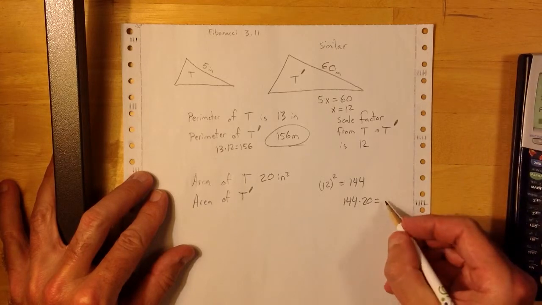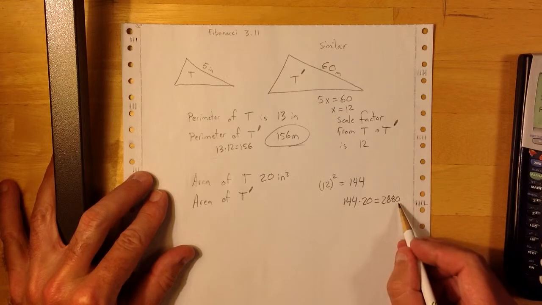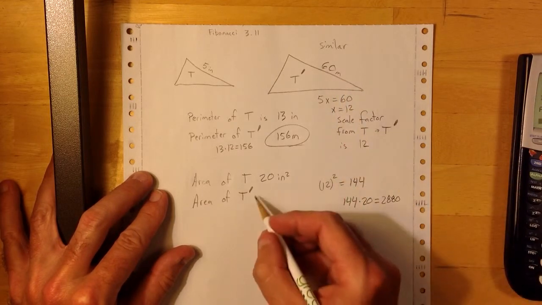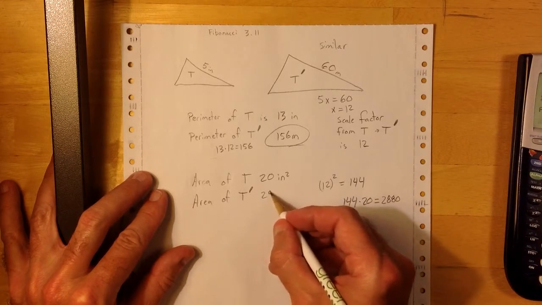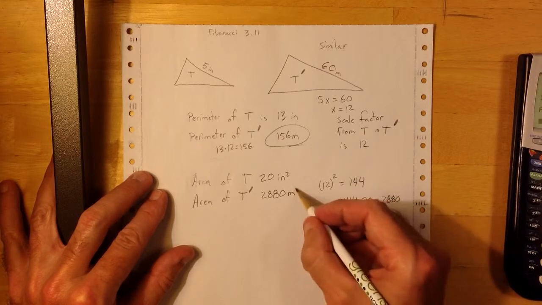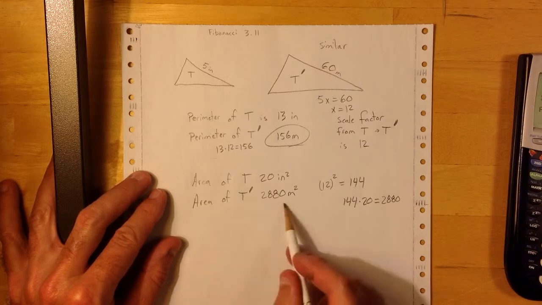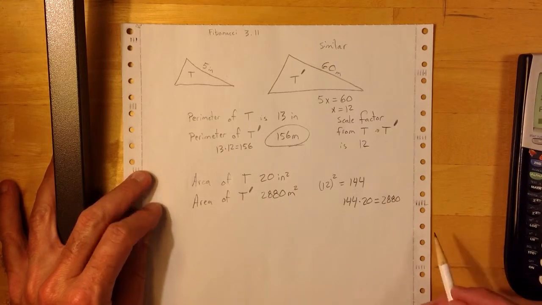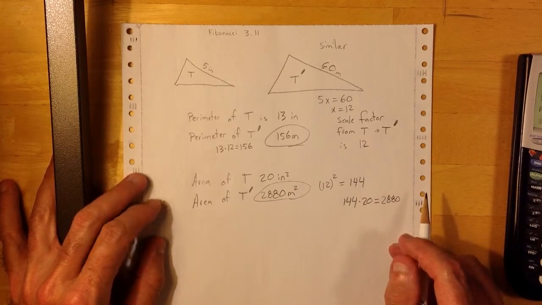we get 2,880. Now this is where we need to be careful because the new unit is meters. So the area of T prime is 2,880 square meters, square because we're talking about area. 2,880 square meters for the area of T prime. So those are the answers for that problem.